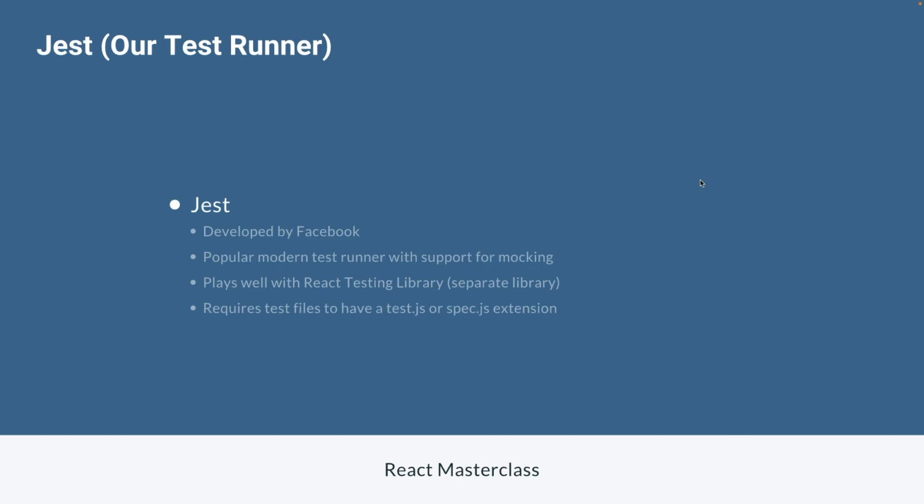Jest is a test runner developed by Facebook. The test runner is the NPM library that's actually going to execute our tests, check for the assertions we write, and the assertions are just the validations and verifications that we ask to confirm.